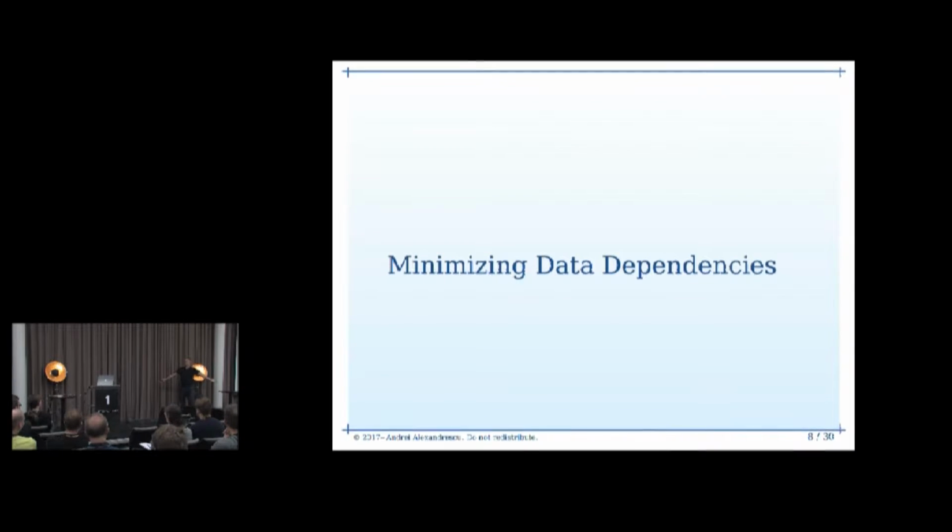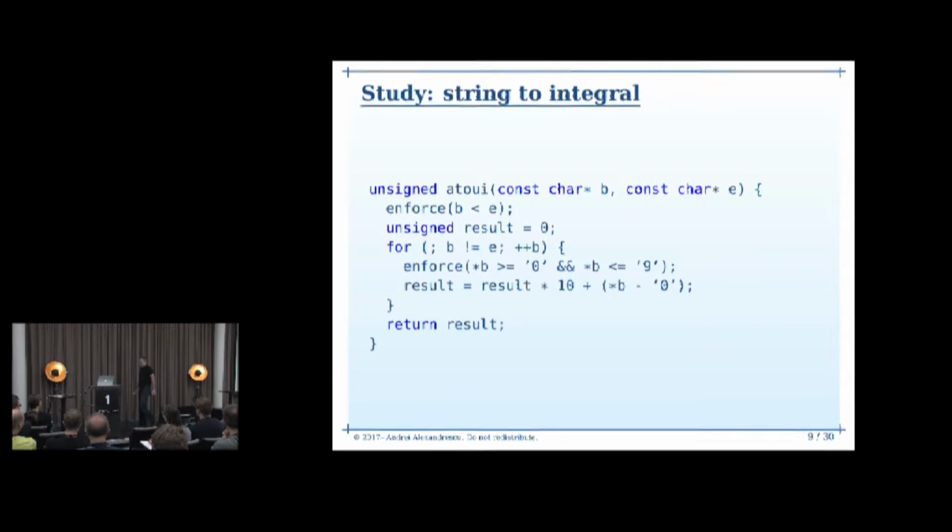So we want to make those as few as possible. We want to minimize data dependencies. And I'm going to show you an example. Who knows C++? Right, okay. Who understands what this function does, for example, by looking at the name? Yeah, it converts ASCII to integer. It takes a pointer to the beginning of a string of characters and a pointer to the end, in STL style, two iterators.